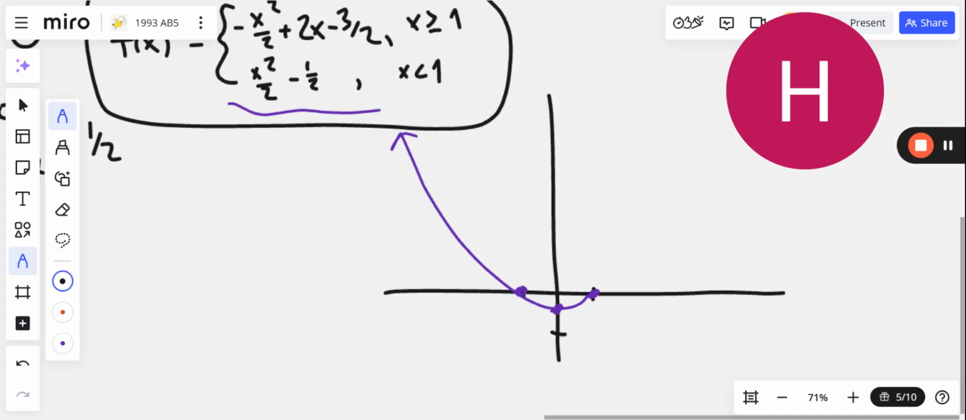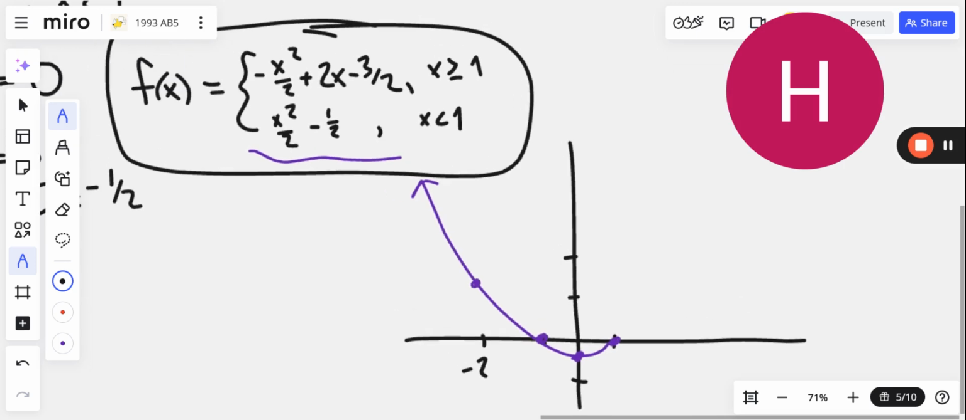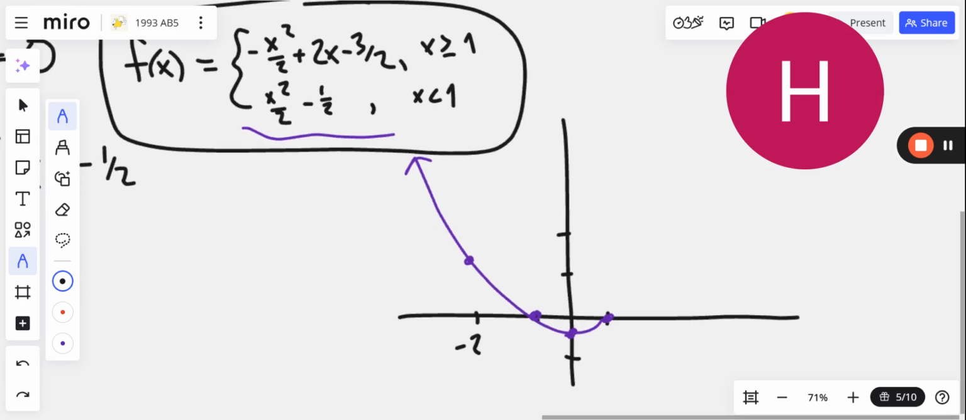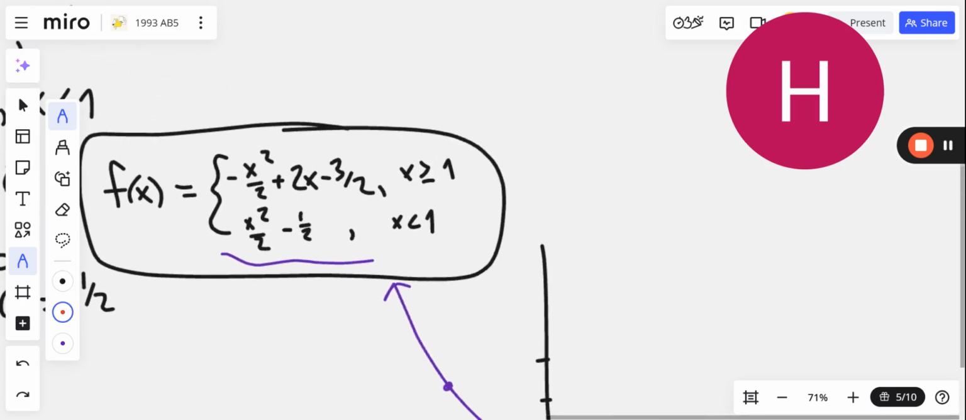If I wanted to plug in more points, like negative 2 squared, 4, over 2 is 2, minus 1/2 is 3/2, so that's roughly where this would be. This would be at 3/2. All right, now let's look at the other piece. The other piece is a sort of upside down parabola, and its y-intercept would be negative 3/2. Notice that. So where is the axis of symmetry on this one?